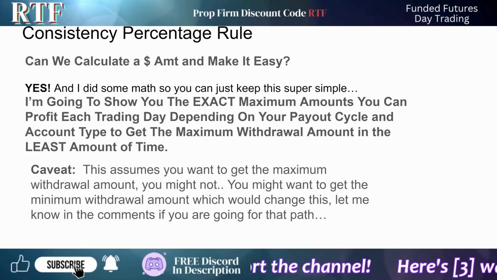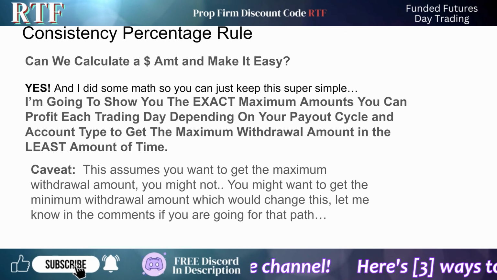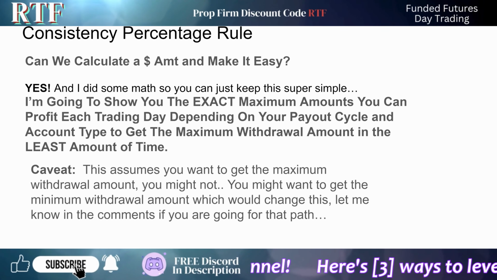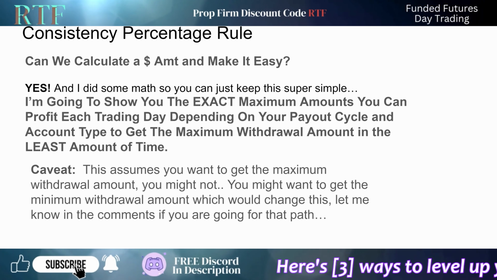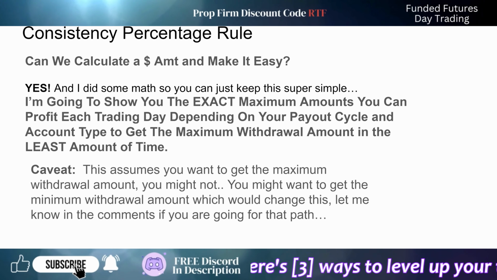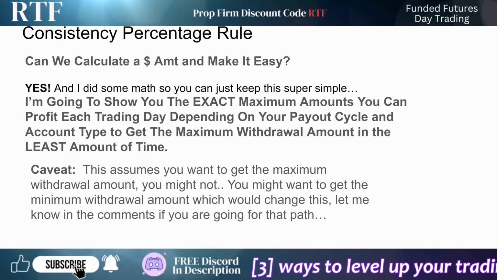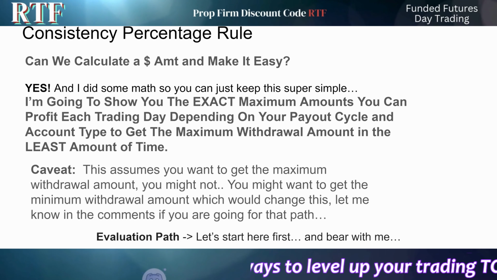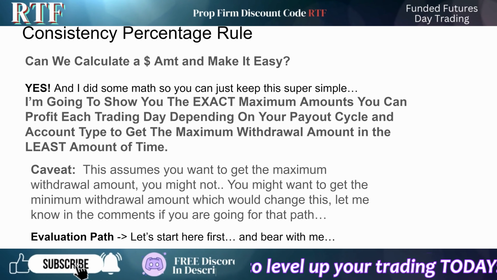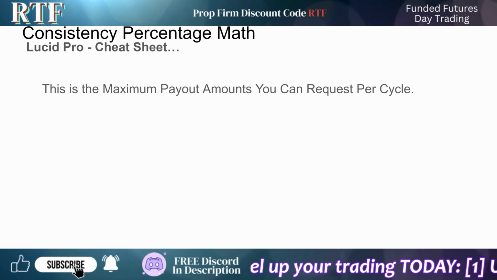Now, there's a caveat. This assumes that you want to get the maximum withdrawal amount. You might not. You might want to get the minimum withdrawal amount, and that would change this. But let me know in the comments if you're doing something like that, if you want to go on that path so you would have more funding for the live evaluation path.